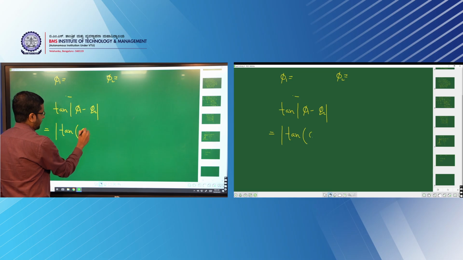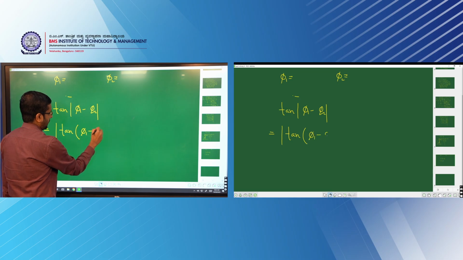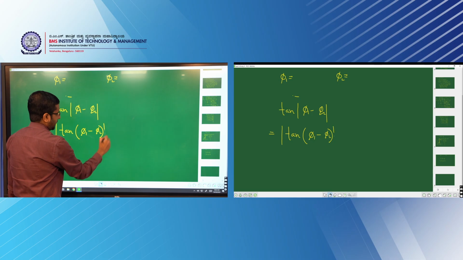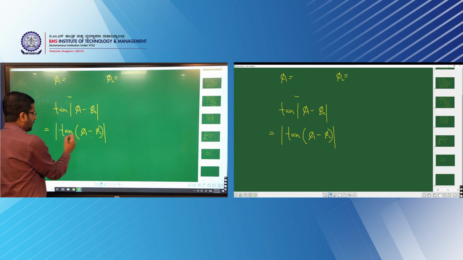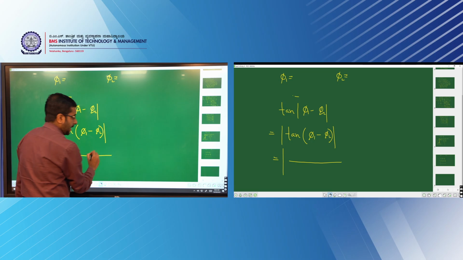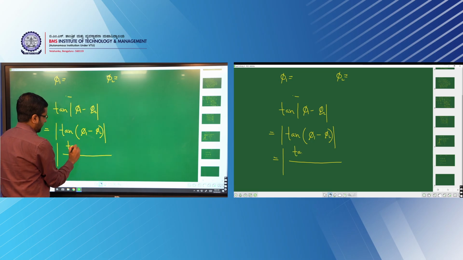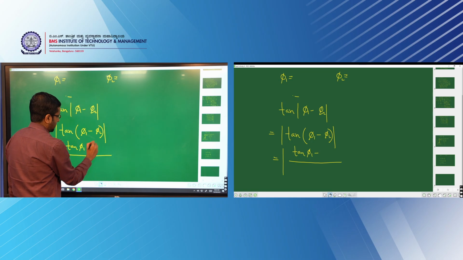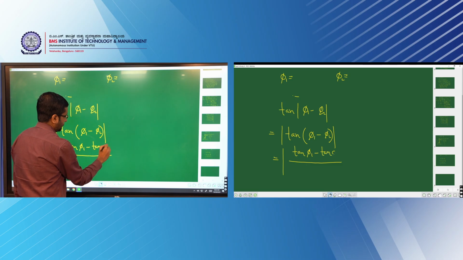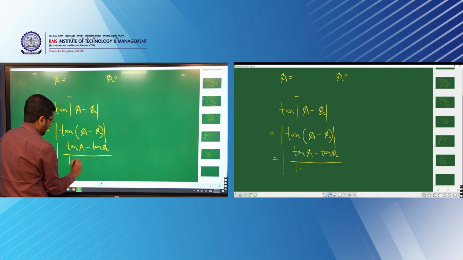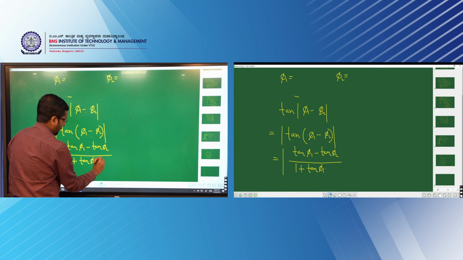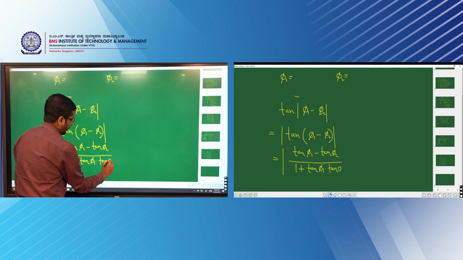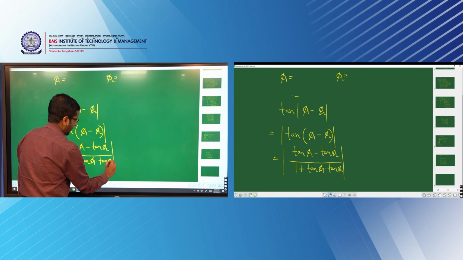So in the first bracket we will write phi 1 minus phi 2. This is the case when we cannot find the phi 1 and phi 2 angles explicitly. So mod of tan(A minus B). We can write this using the formula: tan A minus tan B divided by 1 plus tan A into tan B. We can apply this formula when phi 1 and phi 2 we cannot find explicitly.